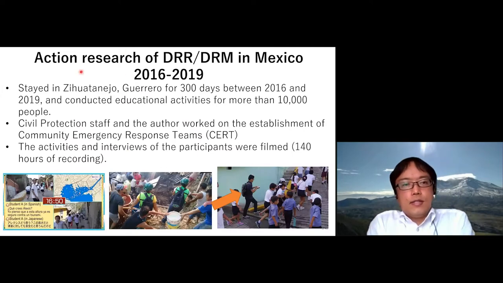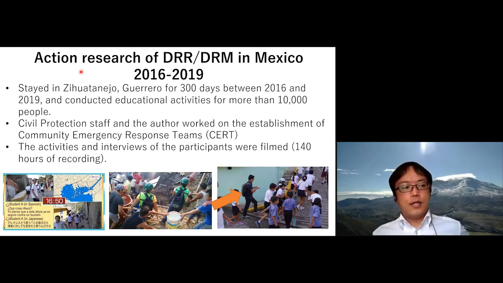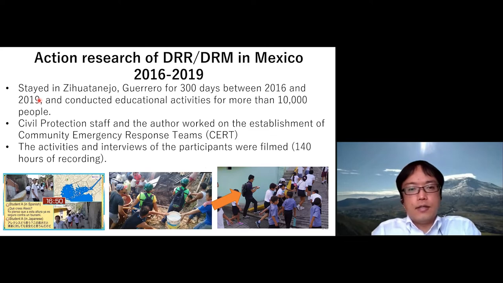So this is the stage of action research of disaster risk reduction from 2016 to 2019. I stayed in Shibatanejo, Guerrero for more than 300 days between 2016 and 2019, and conducted different types of educational activities for more than 10,000 people in Shibatanejo. Of course, together with local civil protection, the local government, and local schools.